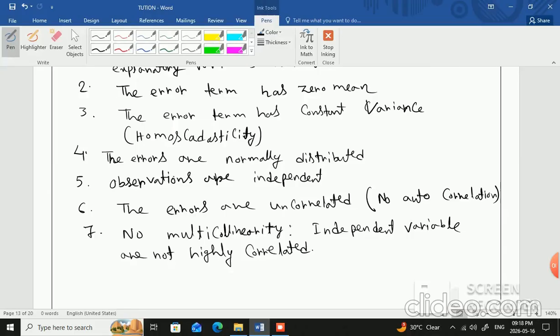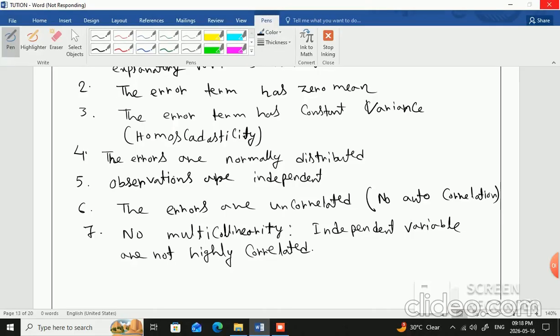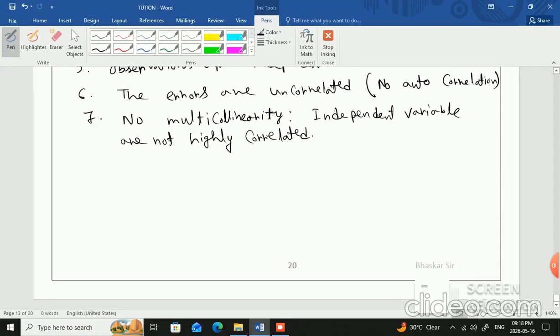Now we solve a problem on multiple linear regression.